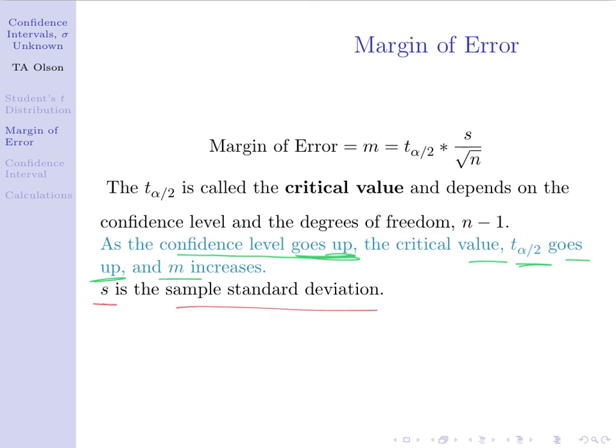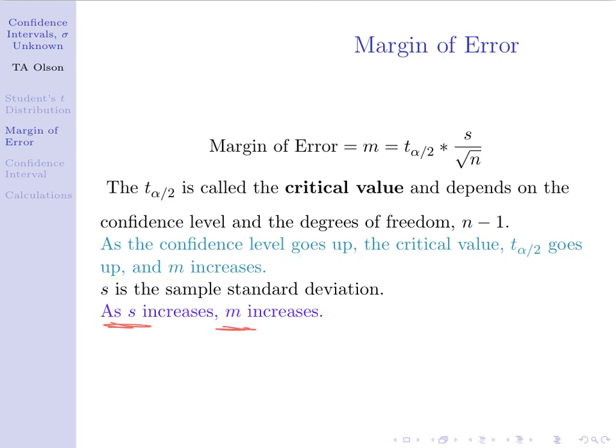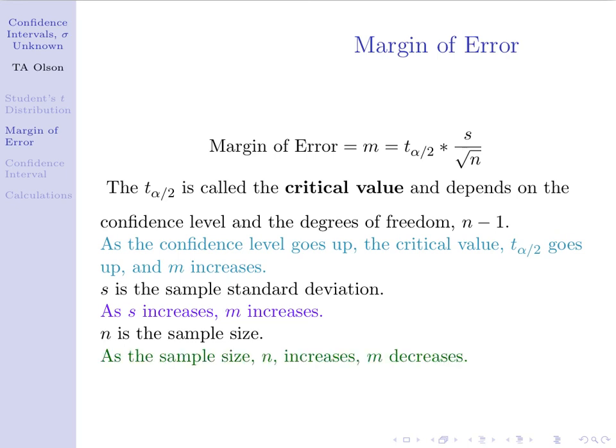S is our sample standard deviation. As our standard deviation increases, the margin of error increases, and so our confidence interval will also widen. n is our sample size. As our sample size increases, the margin of error is going to decrease. Our critical value is also going to decrease. So that's something to also look for. So that's a little different.